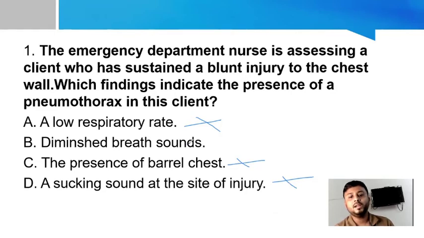Here, the second point is diminished breath sound. As the patient is having pneumothorax, there will be chances of diminished breath sound if there is a sustained blunt injury. But remember one thing, if there is a sustained penetrating injury, at that time option D, a sucking sound at the site of injury, will be the correct answer. Okay.